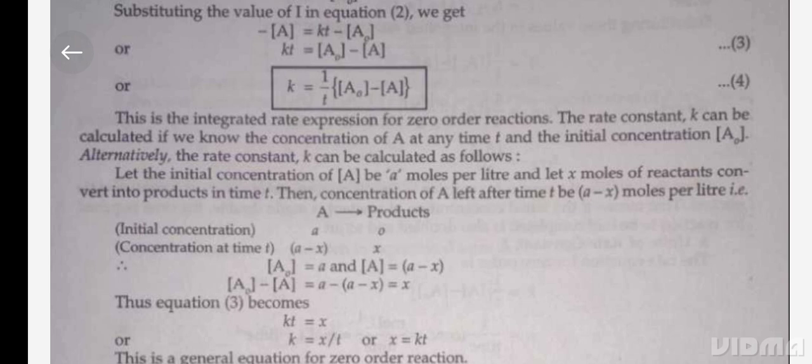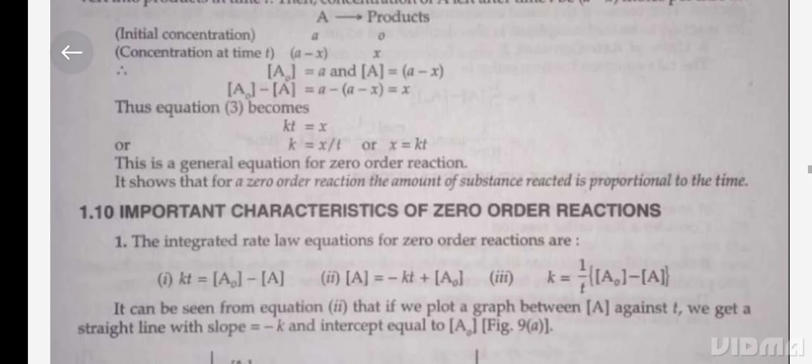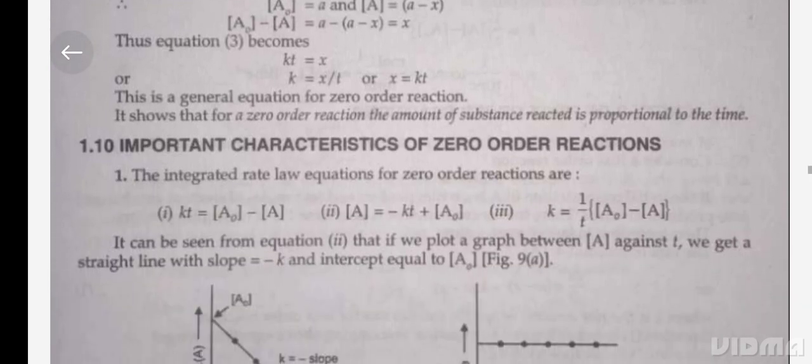Let the initial concentration of A be a moles per liter and let x moles of reactant convert into products in time t. Then the concentration of A left after time t is a minus x moles per liter. The rate constant will be K is equal to 1 by t times x. This is a general equation for zero order reaction. It shows that for a zero order reaction, the amount of substance reacted is proportional to the time.